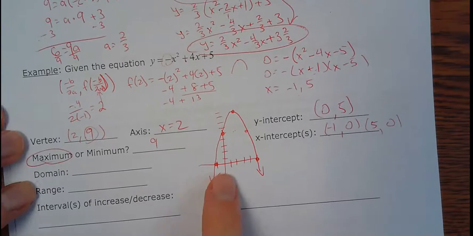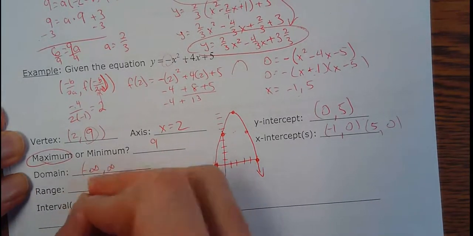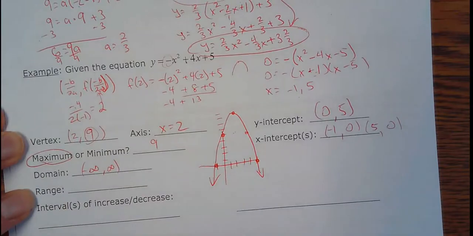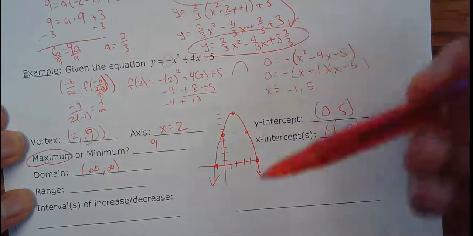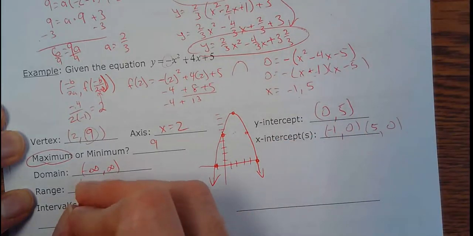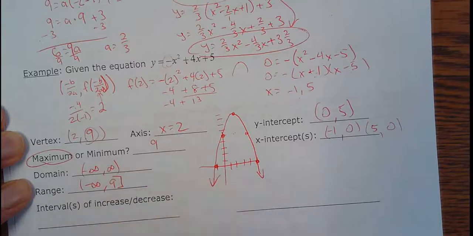So here I'm going to have just a quick sketch of what I got. Now the domain of this guy goes left forever, right forever. So it'll be -infinity to infinity. The range, think from down on up. Always go negative to positive. So start low, go high. So it's going to be from -infinity up to 9, and 9's included.